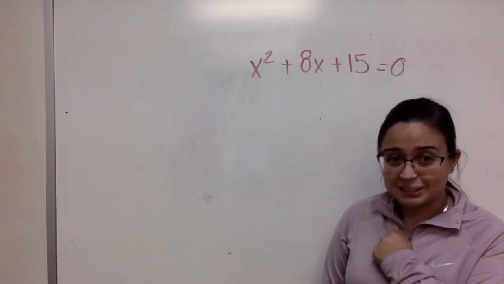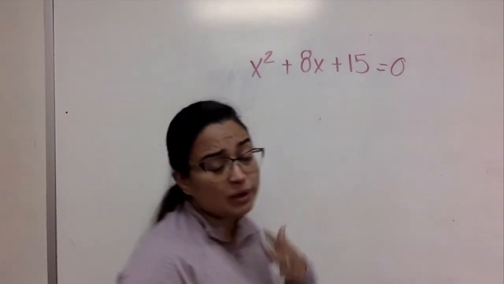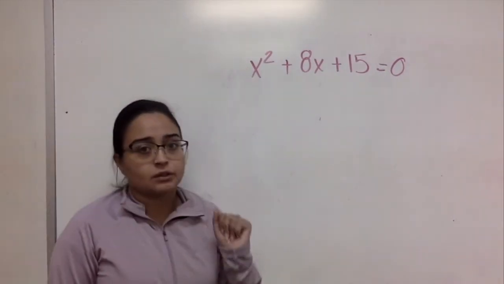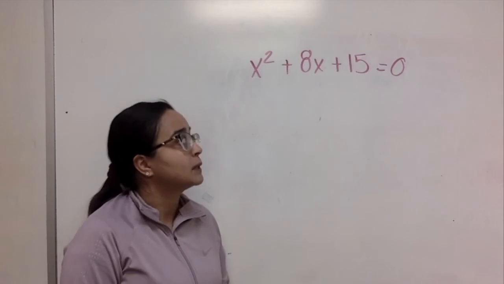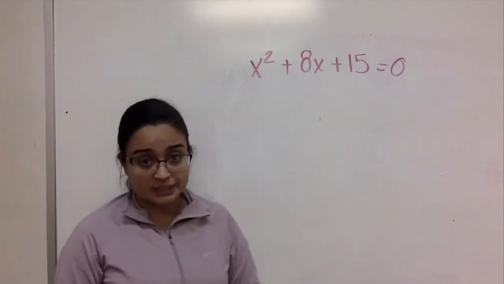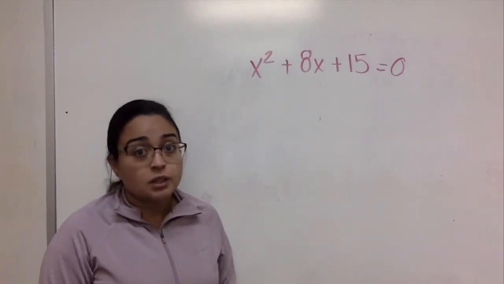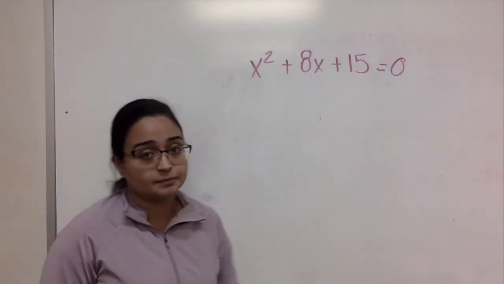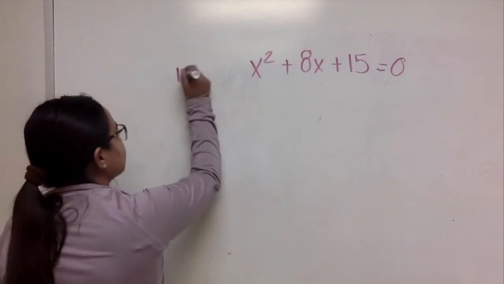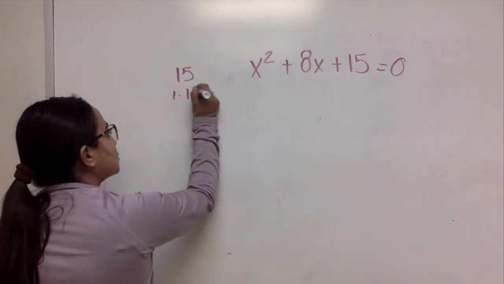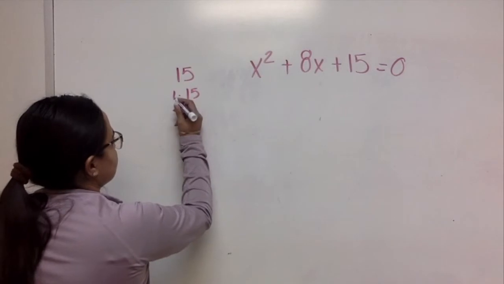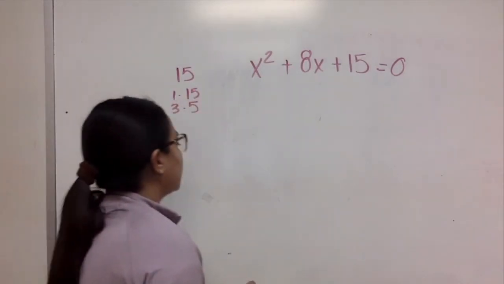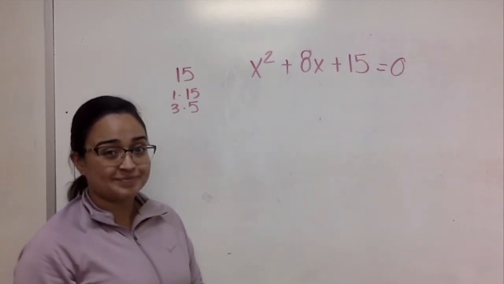So let's get started. What we're going to do now is factor x squared plus 8x plus 15. To start off, we're going to go ahead and just factor out 15. Okay, so let's take 15 and let's find all our multiples. We know 1 times 15, 3 times 5, and that's about it, right?